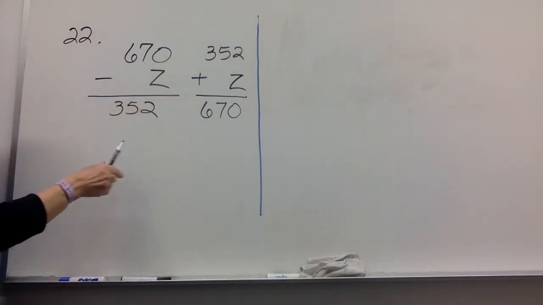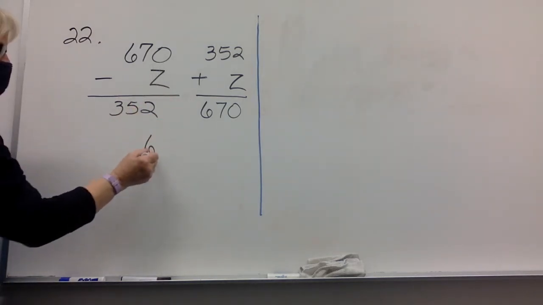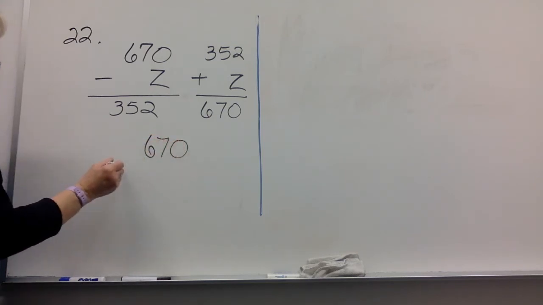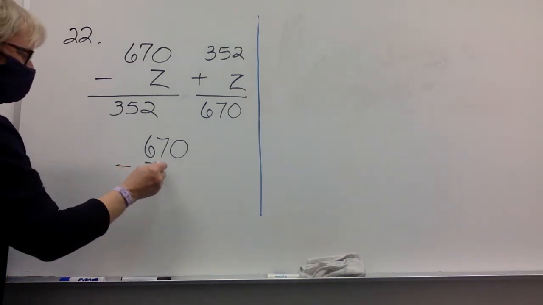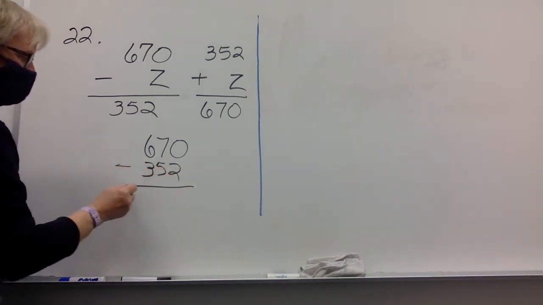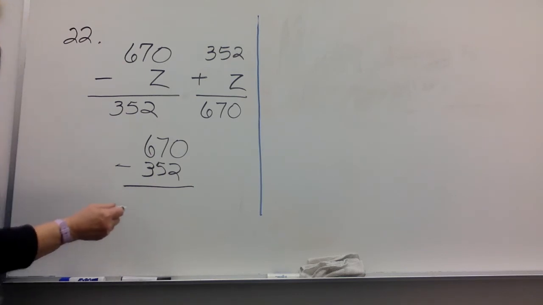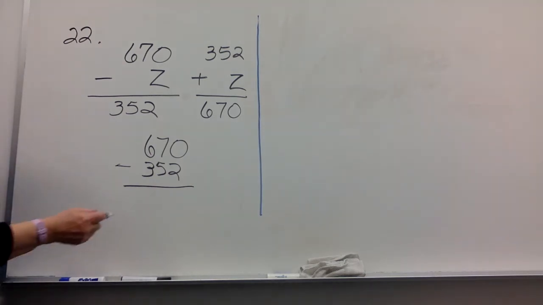We're going to take the total, 670, and we are going to subtract one of the addends, which is 352. And that will give us 352's partner or the other addend. So you will need to finish that problem and write the answer.